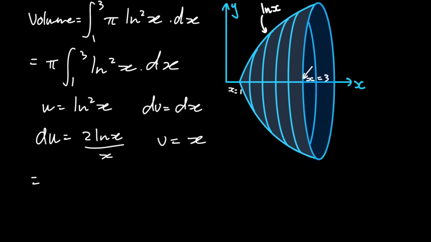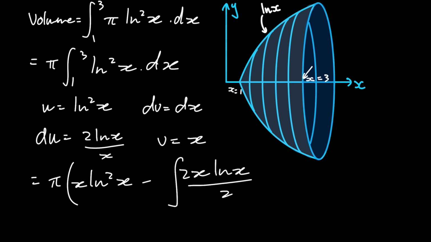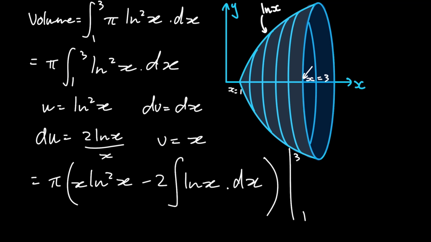Okay, now rewriting this, we get pi times u times v, so x natural log squared of x, minus the integral of v du. So that's x, 2x times the natural log of x over x. Then of course those x's will cancel, and we can take this 2 outside. We're left with the natural log of x dx, and this whole thing is being integrated from 1 to 3.